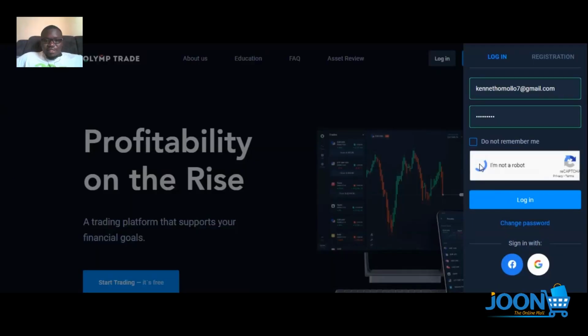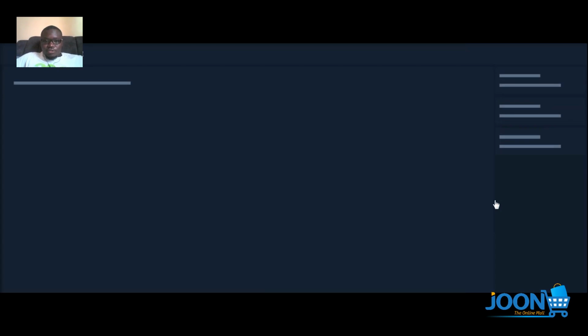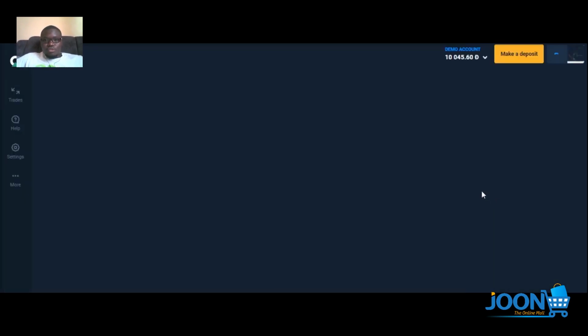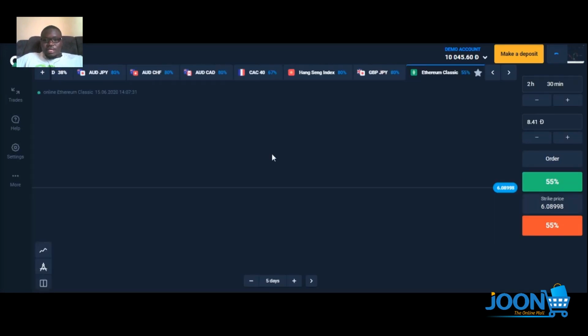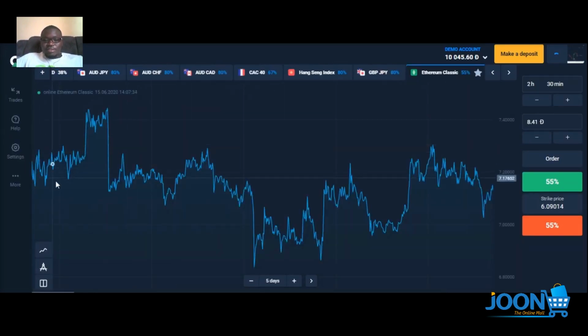Without wasting so much time, let's log into Olymp Trade to set up the chart and to start trading with this strategy. After logging in to Olymp Trade, you should set your chart to candlesticks, if it shows any other chart apart from candlesticks.